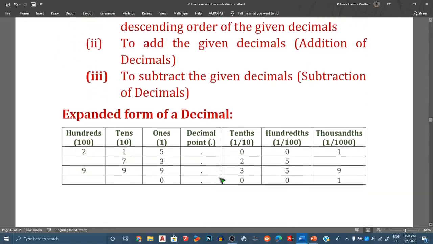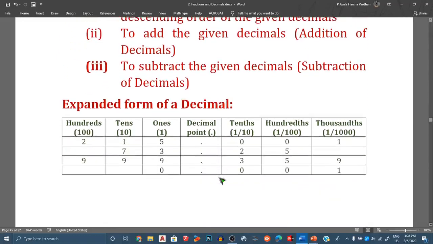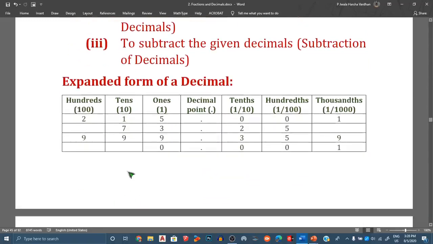Okay, next, expanded form of a decimal number. All of you know how to do this. For example, I will show you. 363.5720 is there. So how can you expand this?